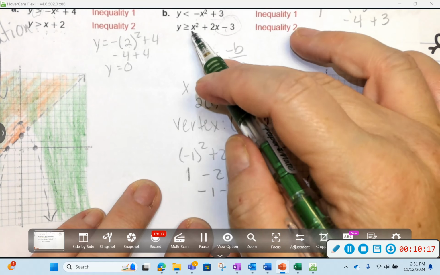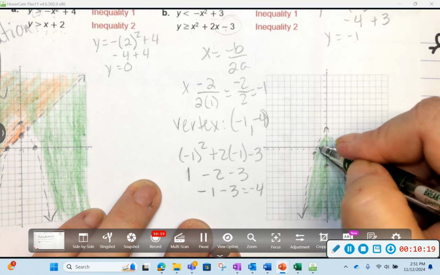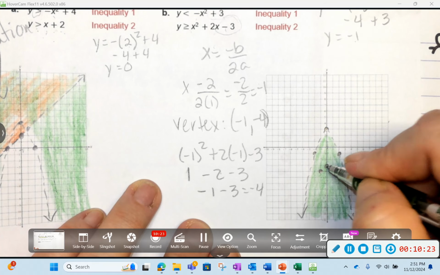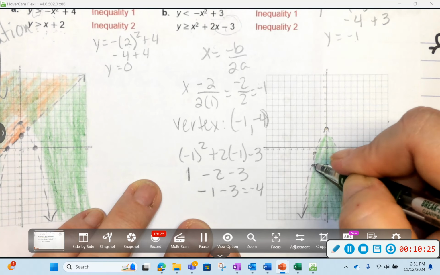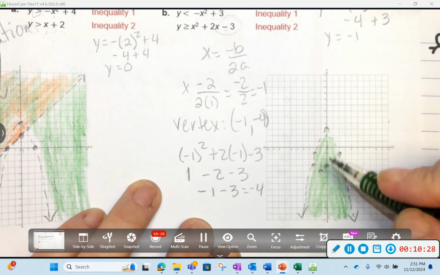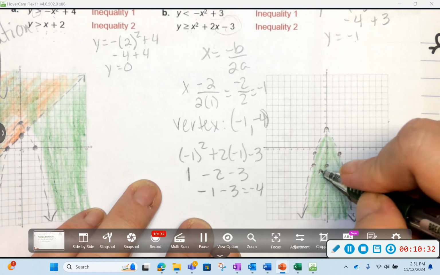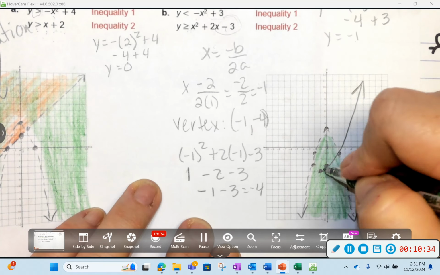Now this graph faces up. So -1, 1, 2, 3, 4. So right here. So now because of this point, we know there's another one right here. And in this situation, it is or equal to, so my graph is going to be a solid line.